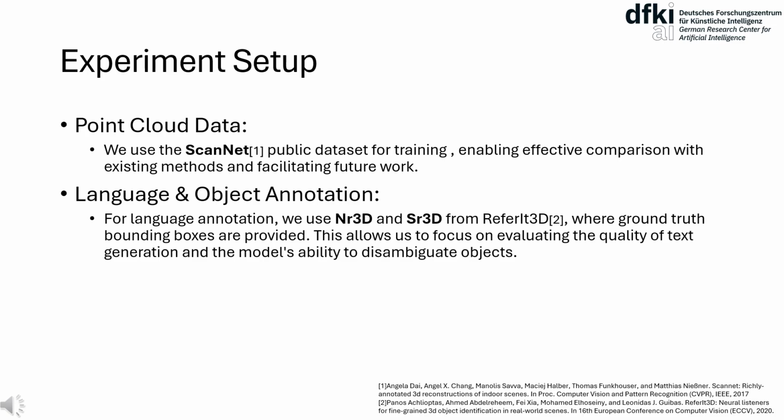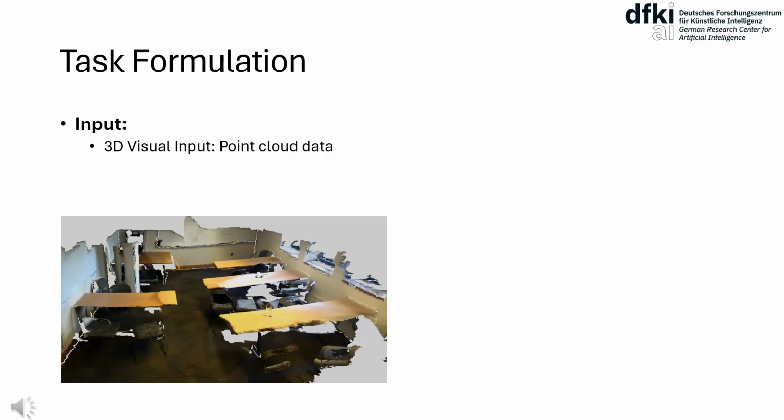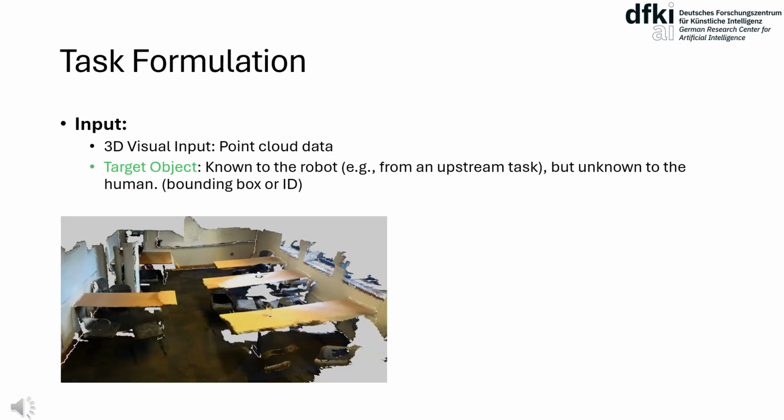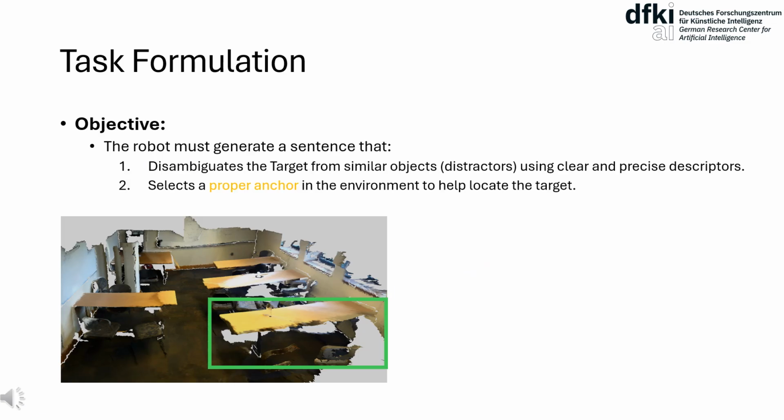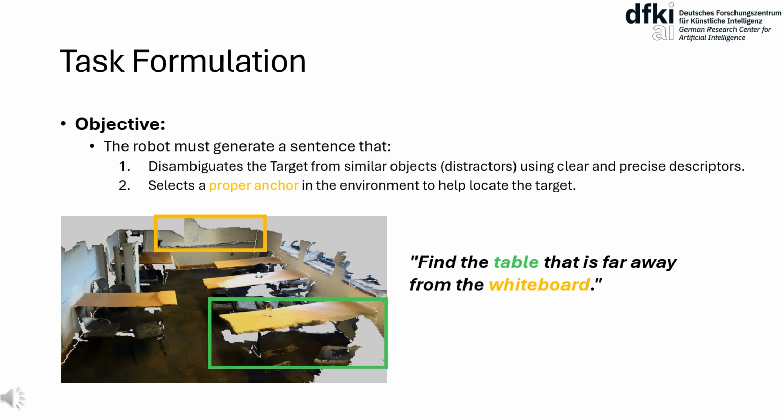For training 3D understanding, our experimental setup uses point clouds from ScanNet to represent indoor scenes, along with language annotations from Refer-It 3D. The model takes as input a 3D point cloud of an indoor scene, along with a target object that is known to the robot but unknown to the human. This target can come from any upstream task, provided as a bounding box or an object ID. The objective is for the robot to generate a sentence that clearly disambiguates the target from similar objects. It should use a precise description and refer to another anchor object to guide the human toward the correct one.